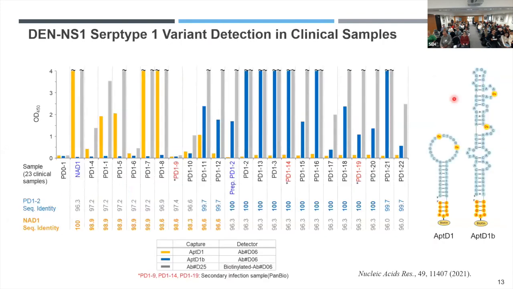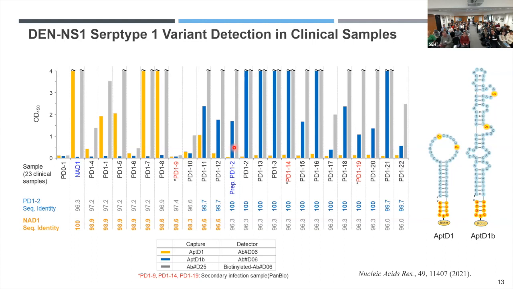This is actually serotype 1 clinical samples, from patients in Singapore in 2022. We performed our method and it clearly shows variant 1 and variant 2. So our aptamer specificity is much higher than the serotype level, beyond the serotype. But this is a pros and cons.